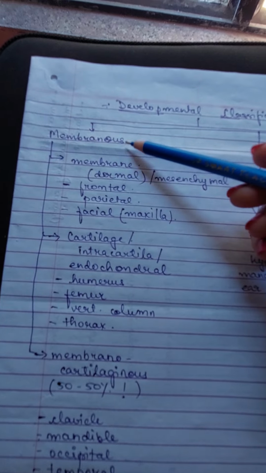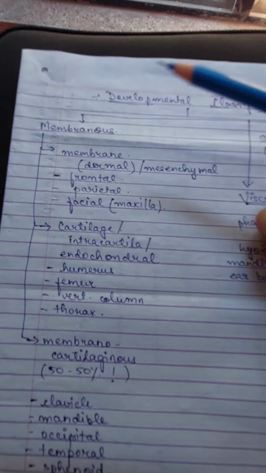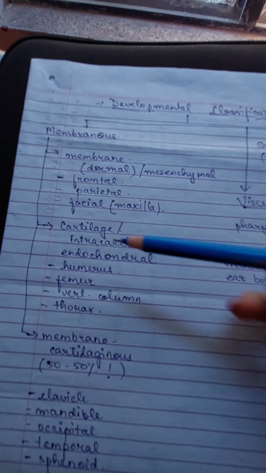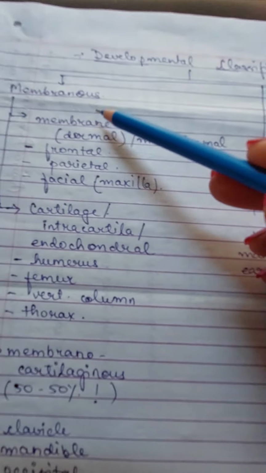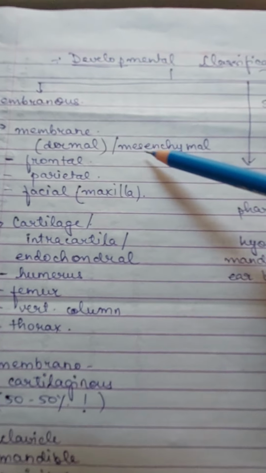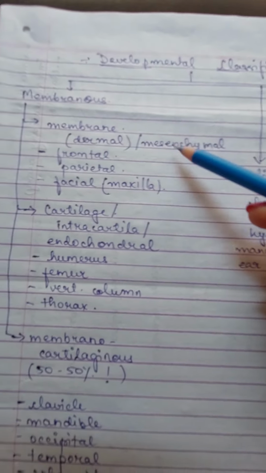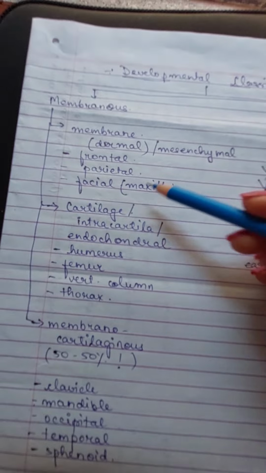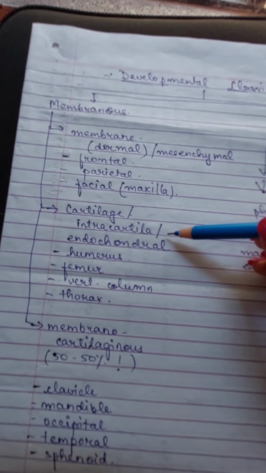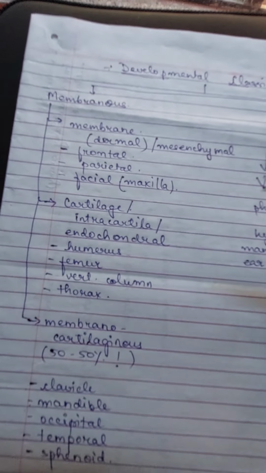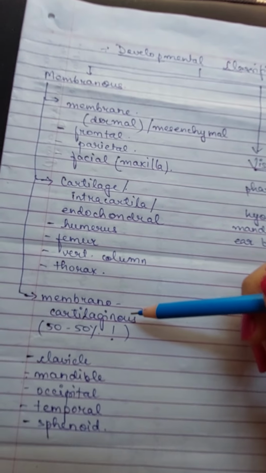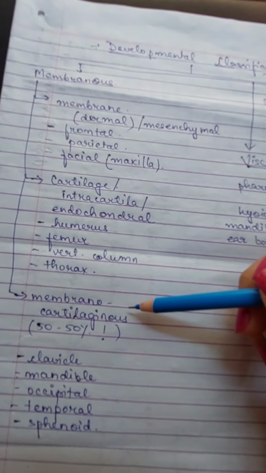And the most common one is the membranous. Now, the membranous is again divided into multiple types. That is, inside the membrane, that is dermal, also known as mesenchymal. We have cartilaginous, or intracartilaginous, or endochondral. And third is membranocartilaginous, meaning half in membrane and half in the cartilage.